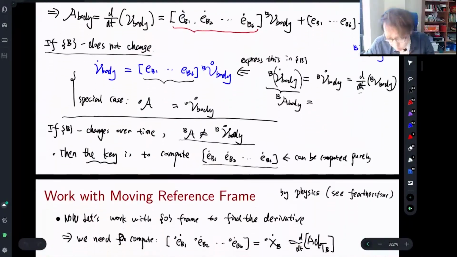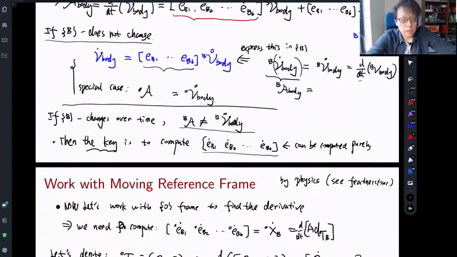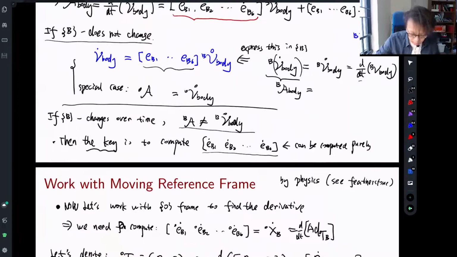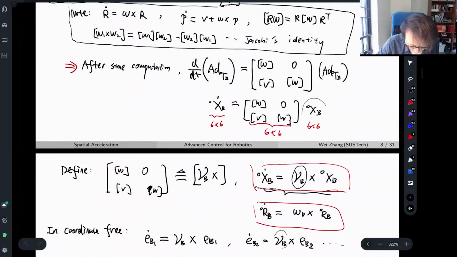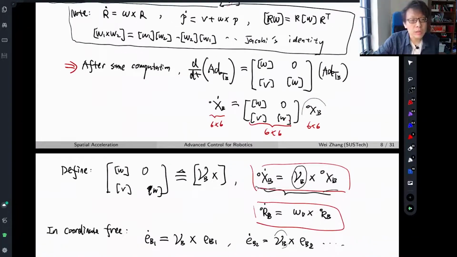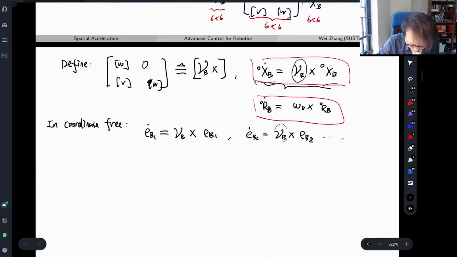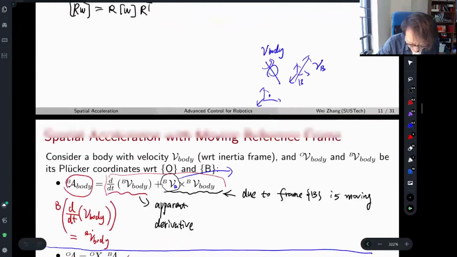Okay, let's continue our discussion from last time. I think last time we finished introducing the spatial force, which is wrench.